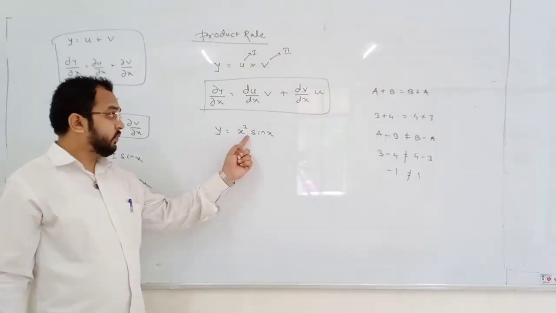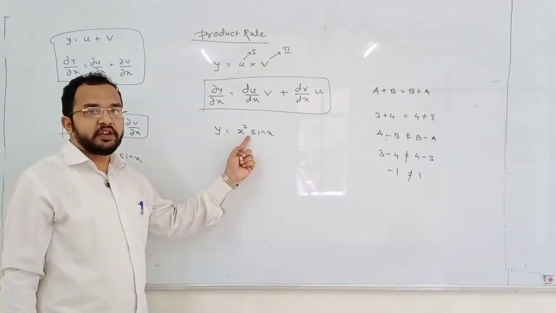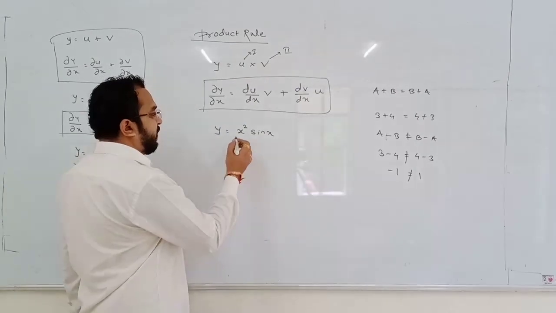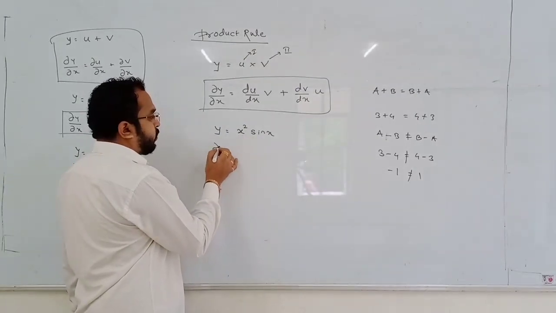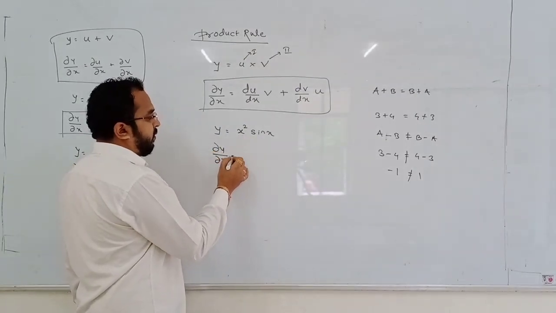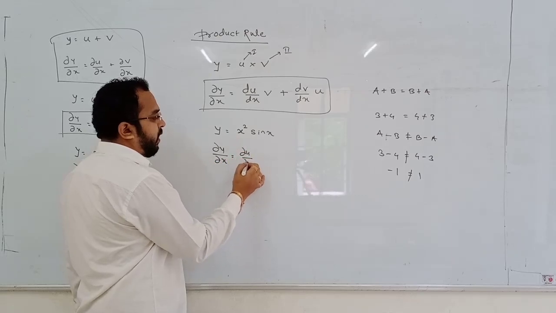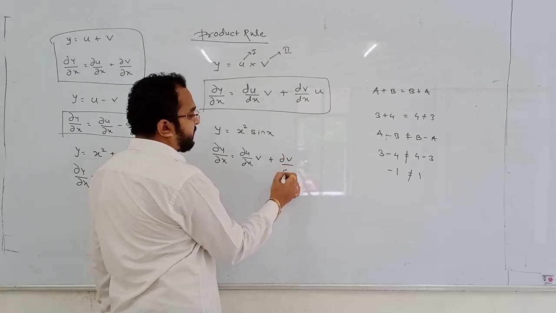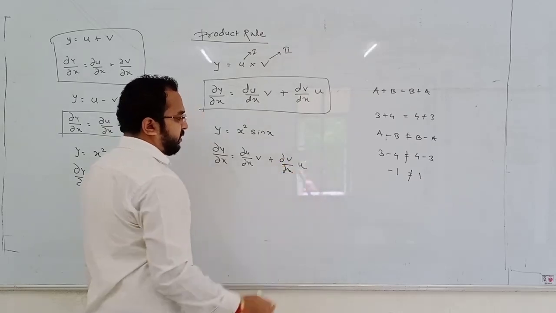Differentiate separately. But here it was a plus or minus sign. But here there is a product: multiplication of x square and sin x. Product. So which is the first function? x square. So what is the rule? dy by dx is differentiation of first into second function plus differentiation of second into first function.